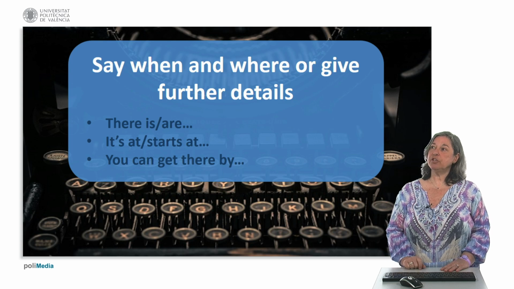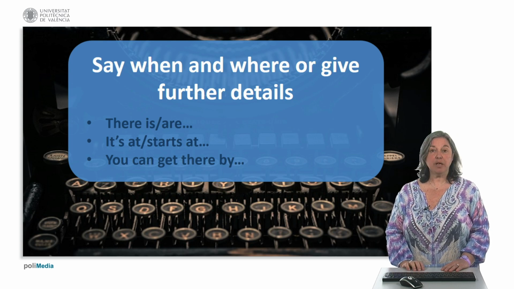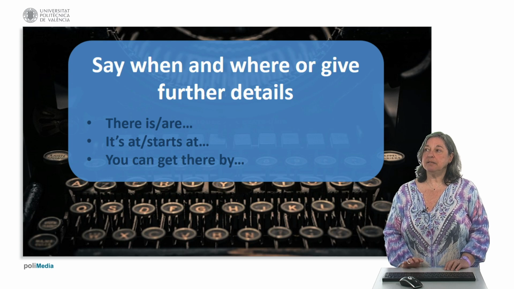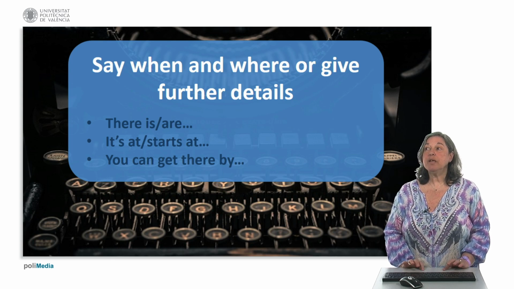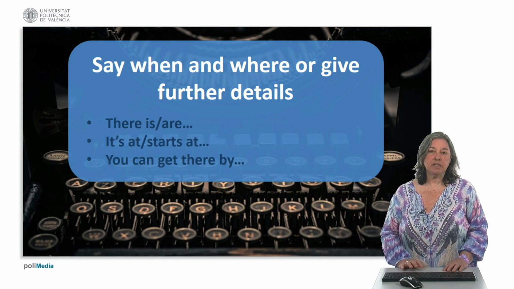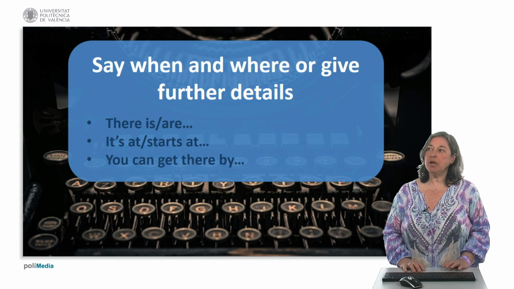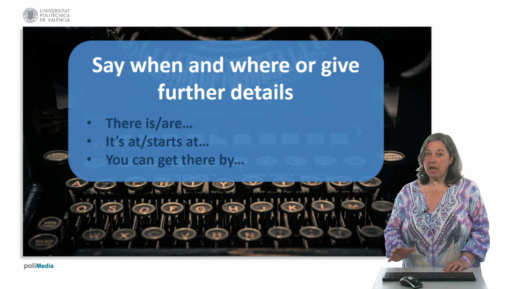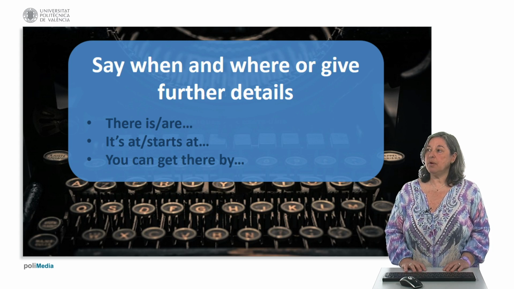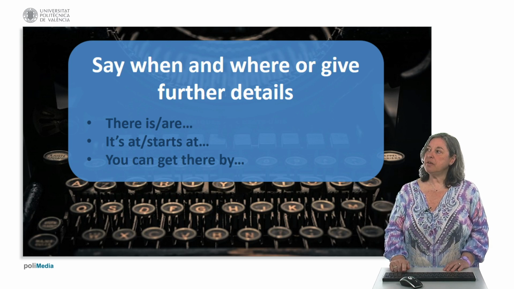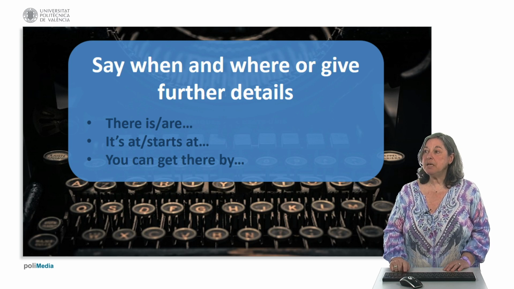We may also wish to say when and where, or give further details, and we can use a number of expressions for this. "There is, there are, it's at, it starts at, you can get there by." So "there is," "there are," "there's going to be" an event, things that are going to occur. When it starts, we can say "it starts at" and the time, "it's at" and the time, or "you can get there by" whatever time, okay? That's also a way of introducing the time that somebody should be at a particular place.